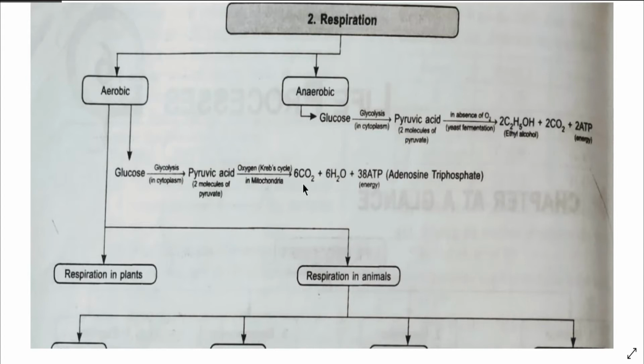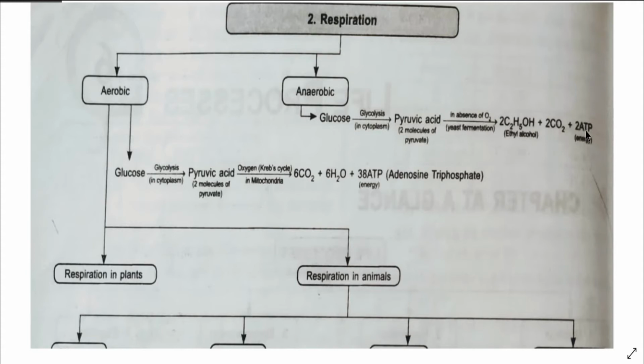Clear? And in anaerobic respiration, the same glucose in the cytoplasm converts into the pyruvic acid. Okay. Then here it does not combine with the oxygen. Anaerobic respiration takes place in absence of oxygen. So here what happened, this pyruvic acid then converts into ethyl alcohol, carbon dioxide, and releases the ATP. Okay, so here the complete oxidation of the glucose does not take place because oxygen is not available over here. So it converts into the ethyl alcohol, carbon dioxide, and ATP.